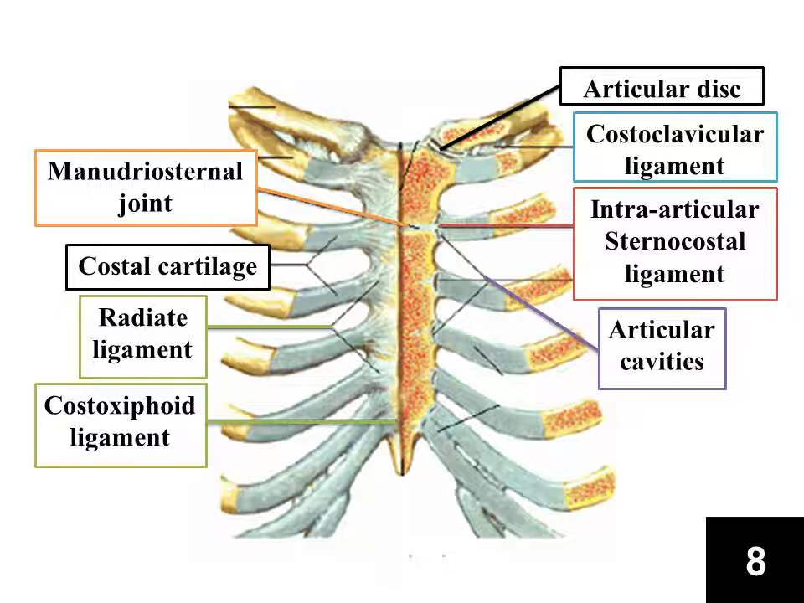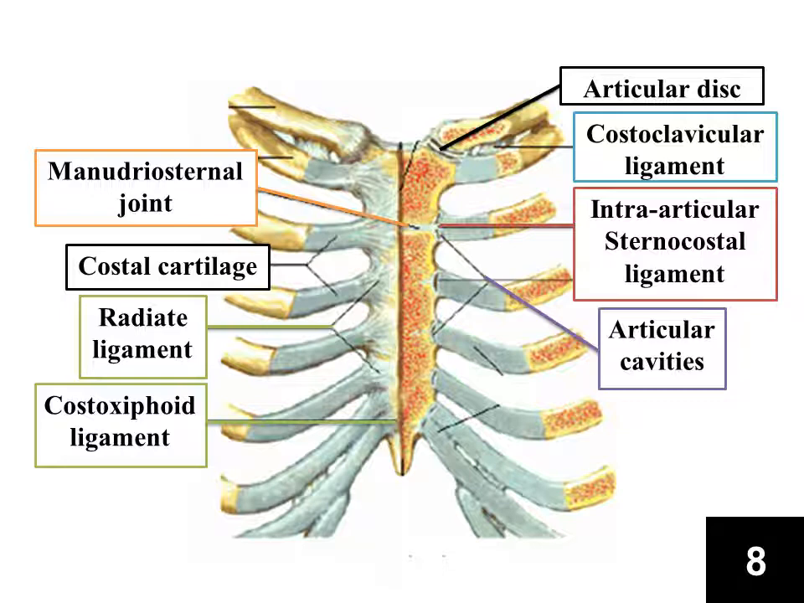Another joint is the sternocostal joint, between the costal cartilage and the sternum. First, the first rib: the costal cartilage of the first rib articulates with the manubrium sterni at the sternoclavicular joint, which is a saddle joint, by a primary cartilaginous joint. The sternoclavicular joint is a saddle joint, but the first rib is a primary cartilaginous joint.